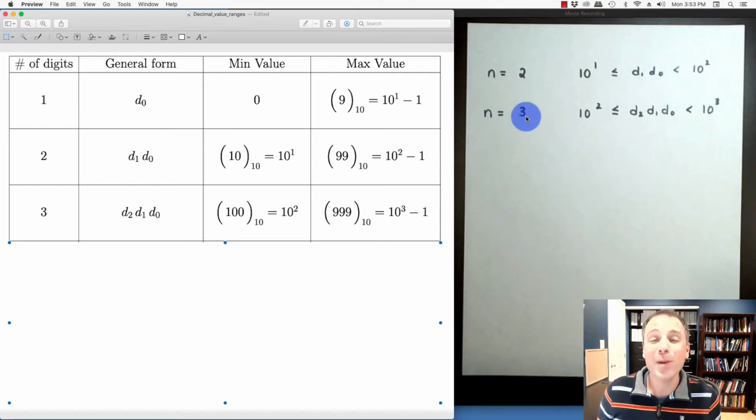When we think about 3 decimal digits, that's going to come in the form d2, d1, d0. The first case that's interesting is really 10 squared, so those numbers are bounded below by 10 squared. And then we can go no larger than 10 to the 3 minus 1 in terms of integers. The moment we reach 10 to the 3, that actually requires 4 decimal digits. So we know immediately that the set of integers that can be expressed exactly using 3 decimal digits is bounded below by 10 squared, and bounded above and strictly less than 10 to the 3rd.